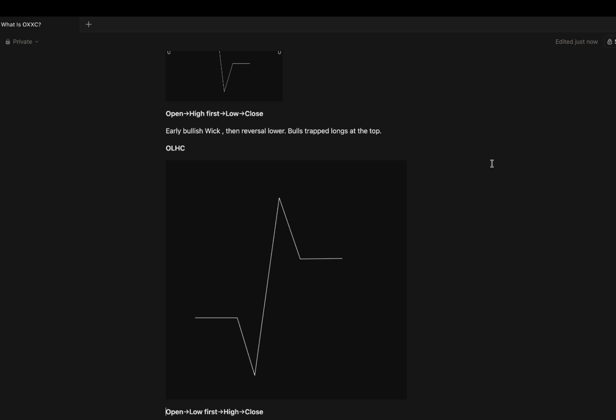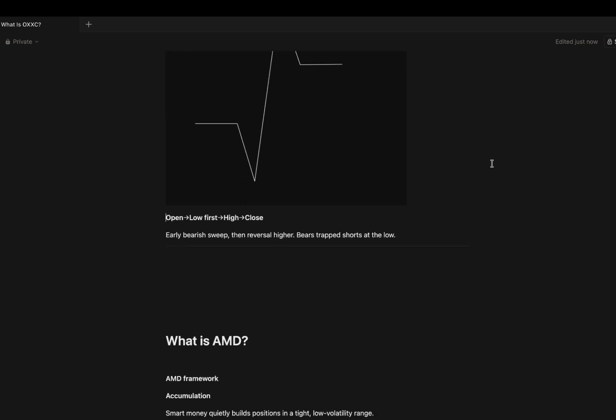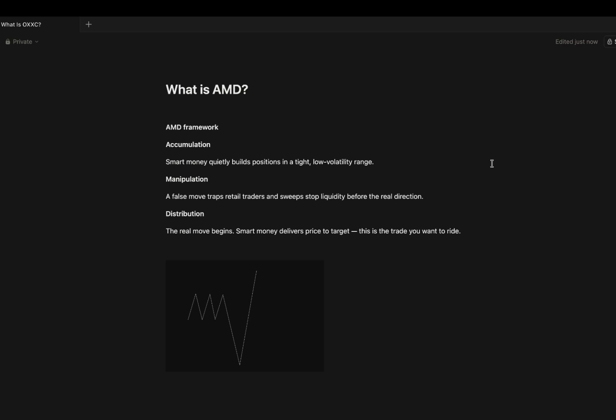This is just how you guys could look at higher time frame or even lower time frame candles, so you could pair them with AMD to pinpoint your IFEG entries. What is AMD? The AMD framework is accumulation, manipulation, and distribution. Accumulation is just when we are building up positions in the low volatility range. Manipulation is a false move that traps retail traders and sweeps stop liquidity before the real direction. And distribution is the real direction that we're looking for.